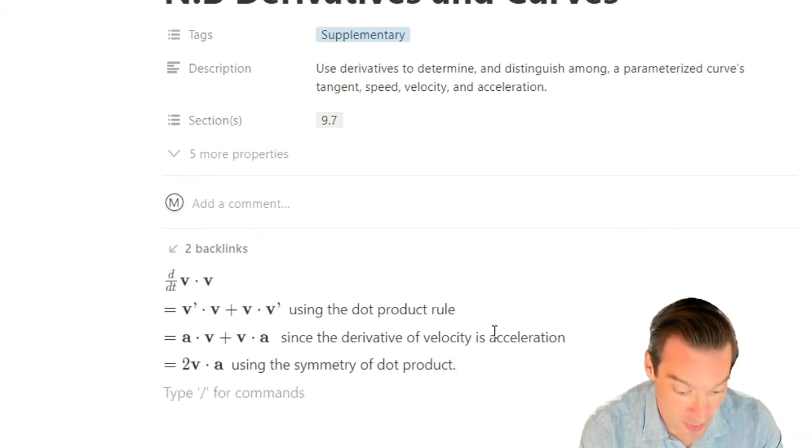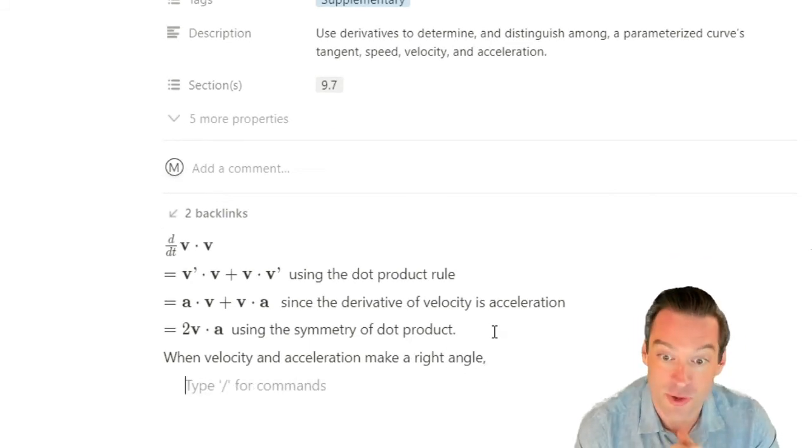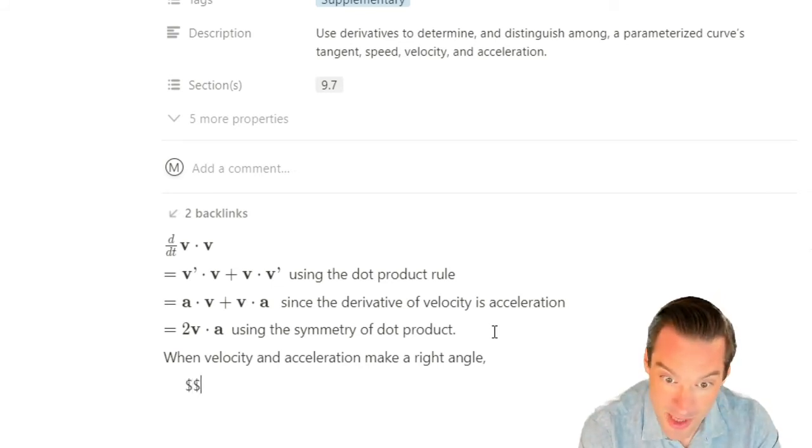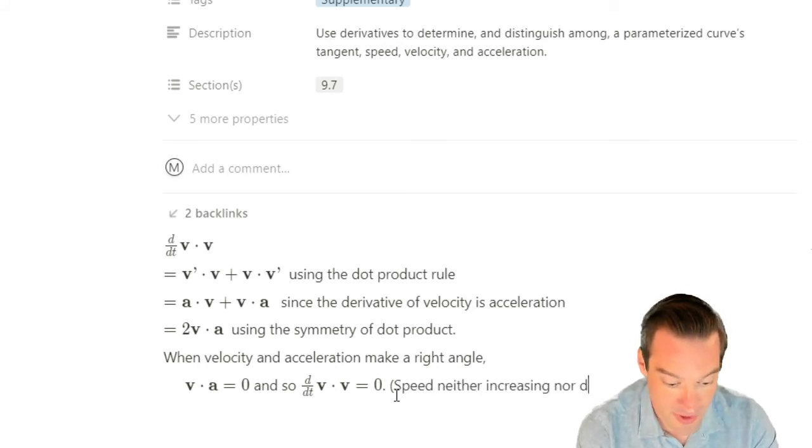So what this tells me is, when velocity and acceleration make, let's start with the right angle. What should we be able to conclude when velocity and acceleration make a right angle? What is their dot product? It's 0. And so the time derivative of v dot v is also 0. In other words, that's the point at which the speed is neither increasing nor decreasing.